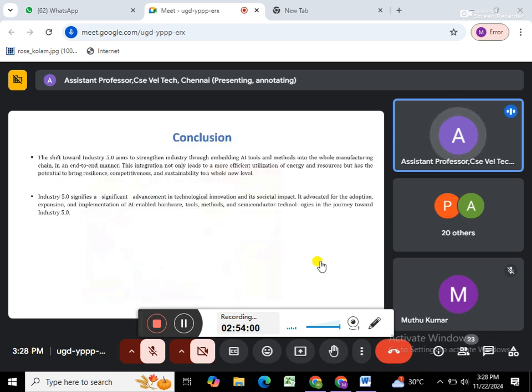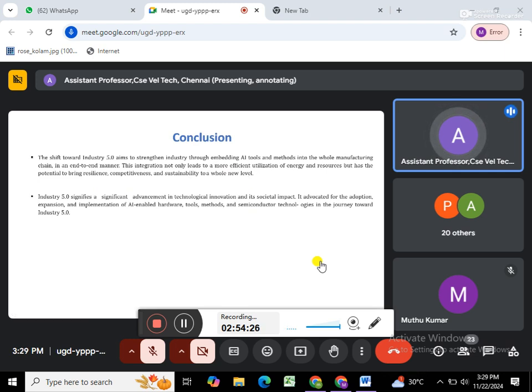So what we can conclude is that Industry 5.0 aims to strengthen the industry through embedding AI tools and methods into the whole manufacturing chain in an end-to-end manner. The integration not only leads to a more efficient utilization of energy and resources, but has the potential to bring resilience, competitiveness, and sustainability to a whole new level. That is what we have been saying from the beginning itself.